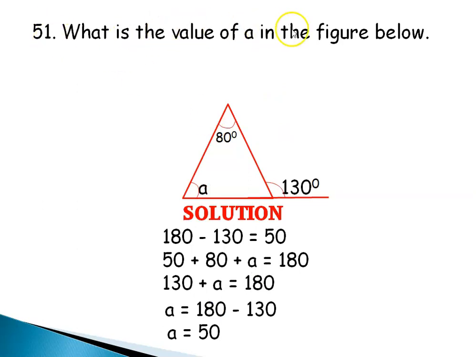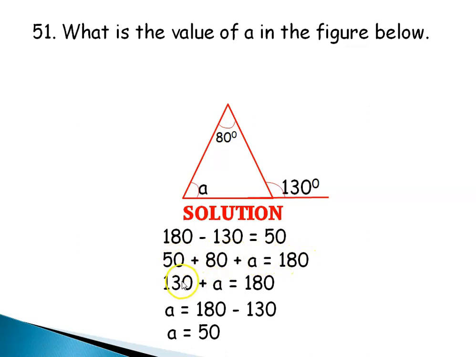Question 51. What is the value of A in the figure below? Now this is 80 degrees, this is A, this is 130 degrees. The addition of this angle and this angle should give us 180 degrees, because this is angles on a straight line. So to get the value of this missing angle here, I would say 180 minus 130, which will give me 50. Now that this is 50, this is 80, I can find A, because I know that 80 plus 50 plus A should give me 180 degrees. The sum of angles in a triangle. Yes, triangle. So 50 plus 80 plus A is equal to 180 degrees.